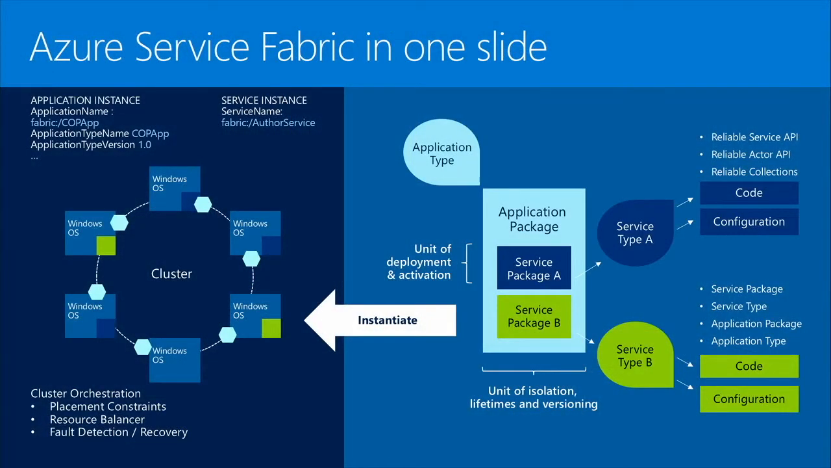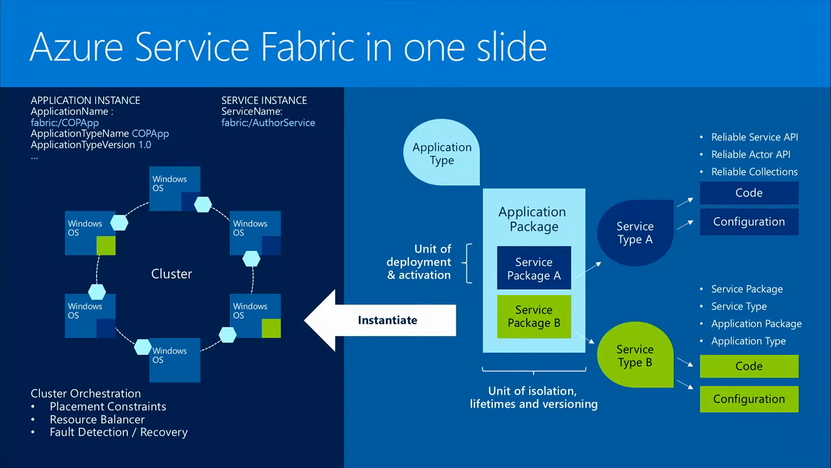So if you watch the screen, to the left-hand side, we have a cluster, which is a collection of machines. And then we get a number of cluster benefits like placement constraints. I talked about resource balancing. I talked about fault detection and recovery and things like that. And on the right-hand side of the screen, I have the application package. Okay? And this is the unit that ultimately I'm going to deploy to my cluster.